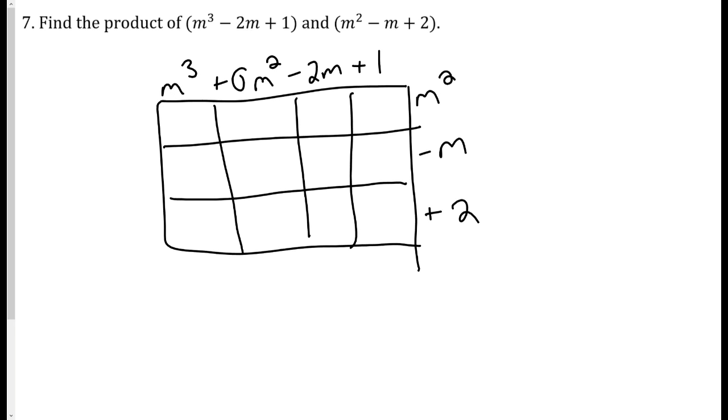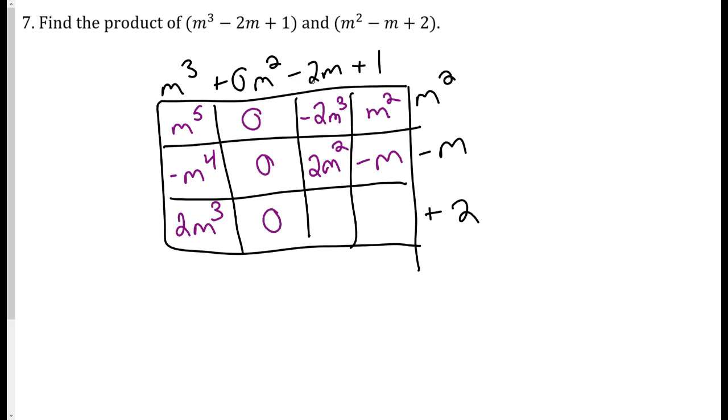M cubed times m squared is m to the 5th. I know this is going to be all zeros, so I'll do that now. Minus 2m times m squared is minus 2m cubed. Times 1 is m squared. Next row, m cubed times negative m is negative m to the 4th. Minus 2m times negative m, 2m squared. 1 times negative m, negative m. M cubed times 2, 2m cubed. Minus 2m times 2 is minus 4m. 1 times 2 is 2.